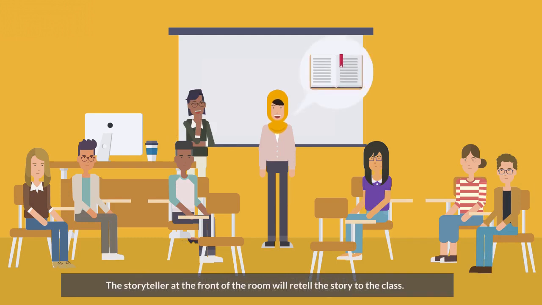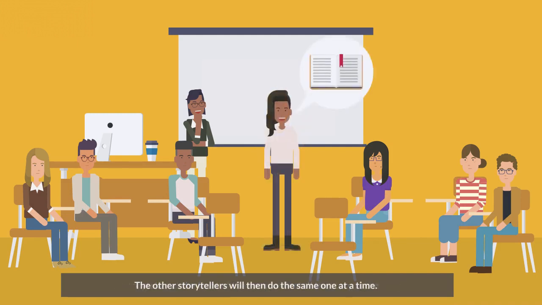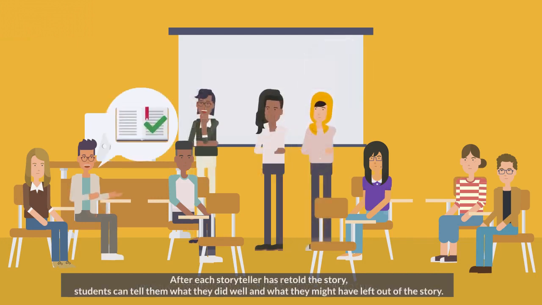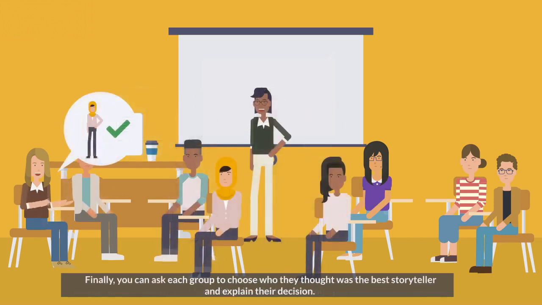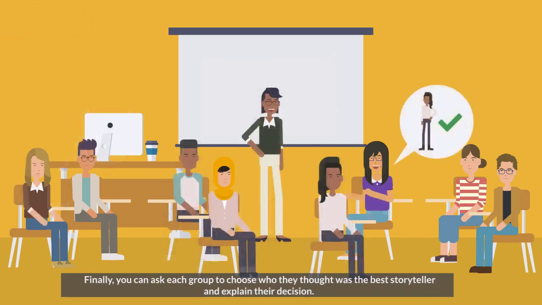The storyteller at the front of the room will retell the story to the class. The other storytellers will then do the same one at a time. After each storyteller has retold the story, students can tell them what they did well and what they might have left out of the story. Finally, you can ask each group to choose who they thought was the best storyteller and explain their decision.